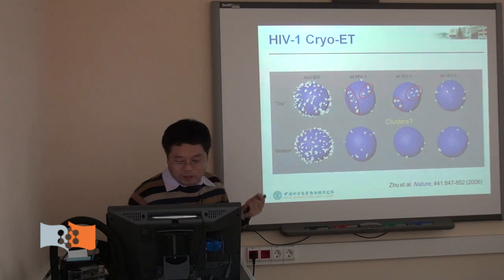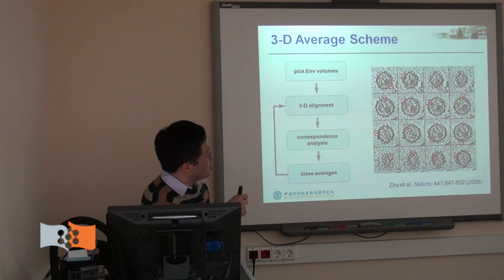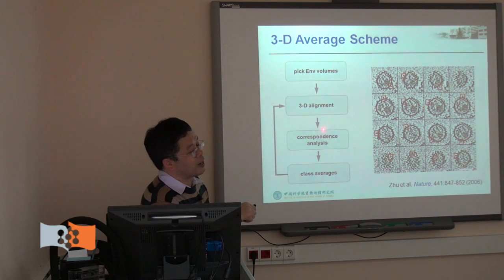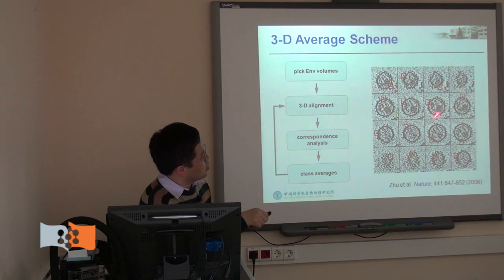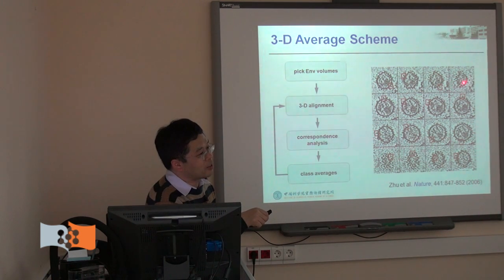That's something interesting. After getting this, we still cannot see a lot of details of the envelope spikes. So we tried to combine electron tomography and single particle. After we got the tomogram of the single virus, because the viruses differ in size, we cannot use single particle analysis.